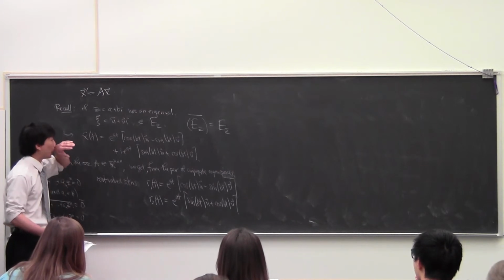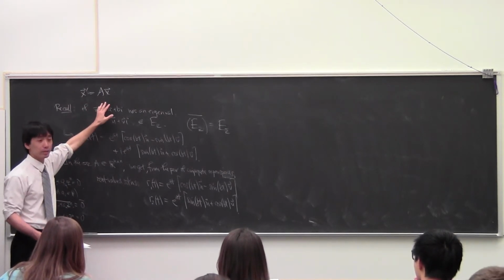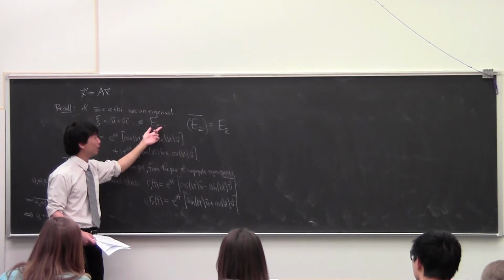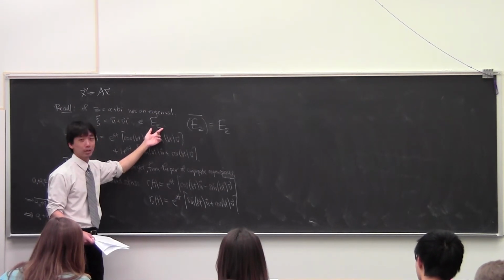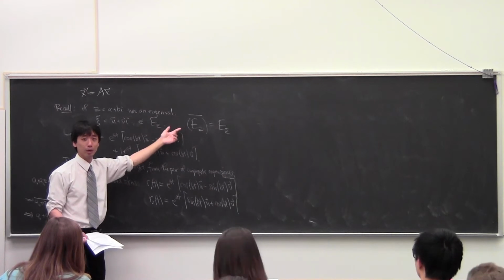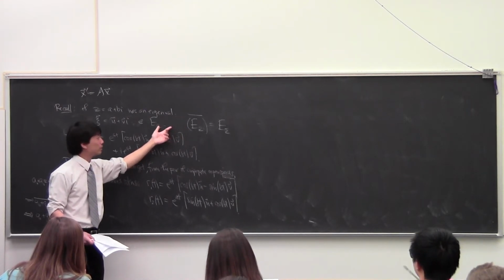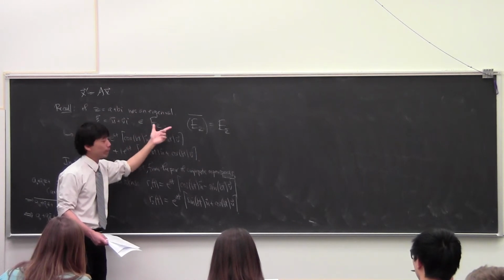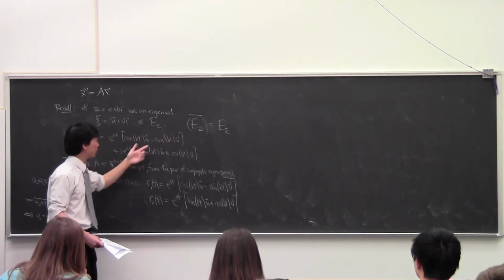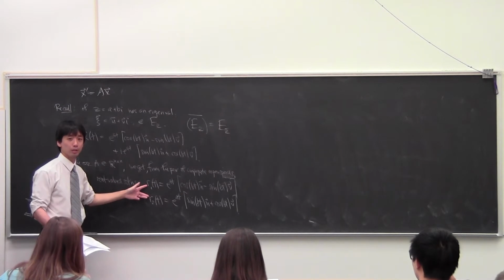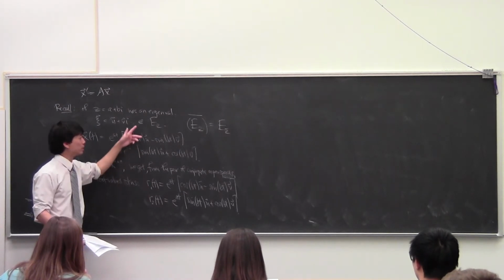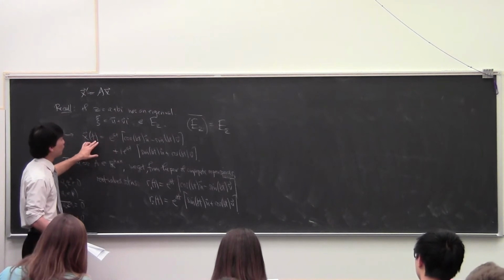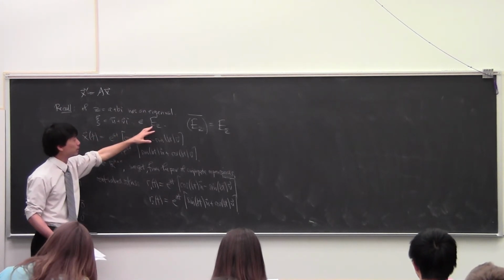If you've got a real matrix, then you only need to figure out the eigenspace for EZ. You don't really need to figure out the EZ bar, right? Because the pair of eigenspaces will give you this pair of solutions. So the pair of eigenspaces together, you get one complex solution from EZ.